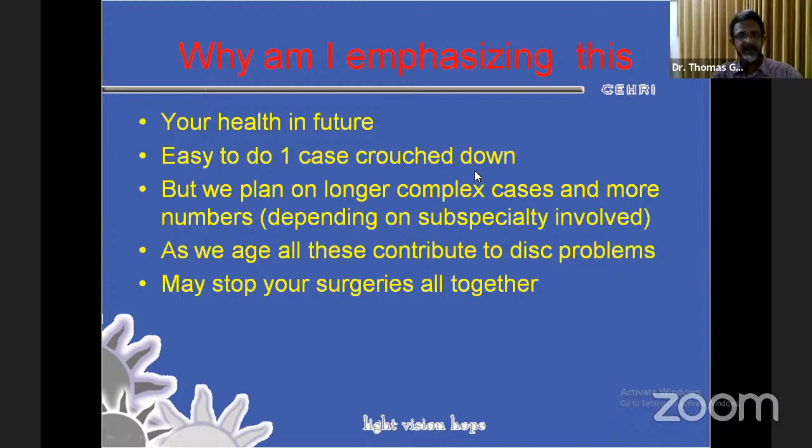It's easy to do one case crouch down as we do in PGs. When you're learning, you're doing one case in a day. But we are planning on a career where we are doing longer, complex cases, depending on a specialty. If you're a VR surgeon or an oculoplastic surgeon, sometimes surgeries take 3-4 hours. Or if you're a cataract surgeon, you're planning to do many cases. Again, you're going to take hours sitting there in that chair and operating. And all these would contribute to disc problems. I'm not talking about papillary, I'm talking about intervertebral disc here. And that can stop your surgeries altogether at a premature age than what you had planned for.